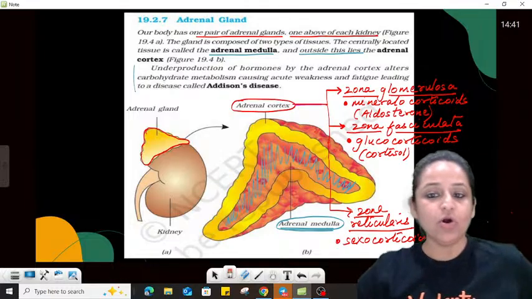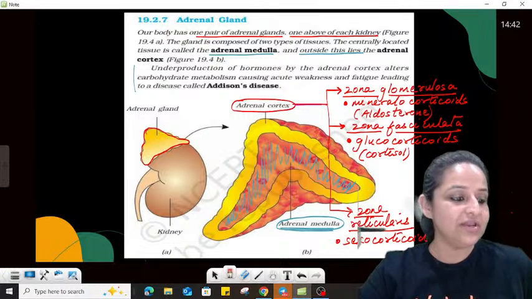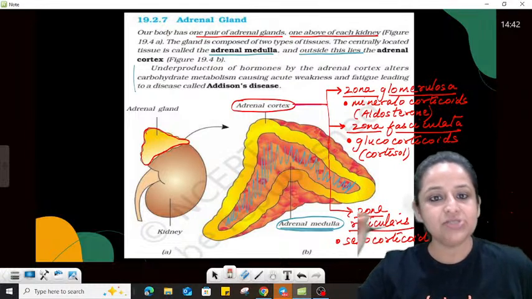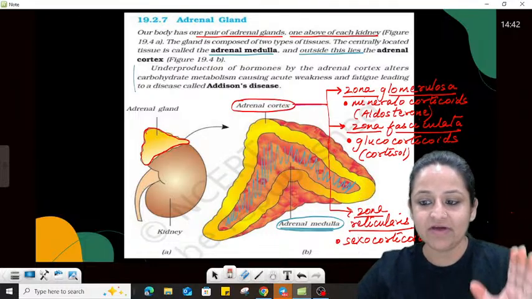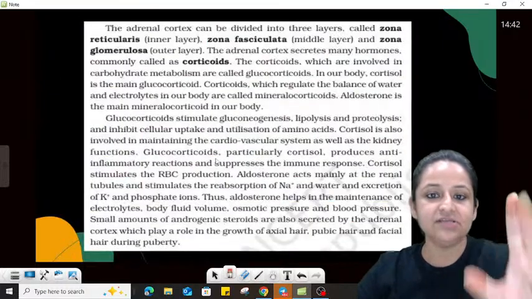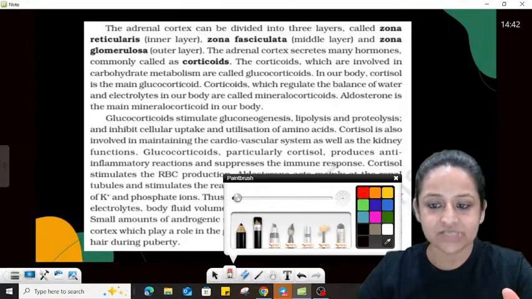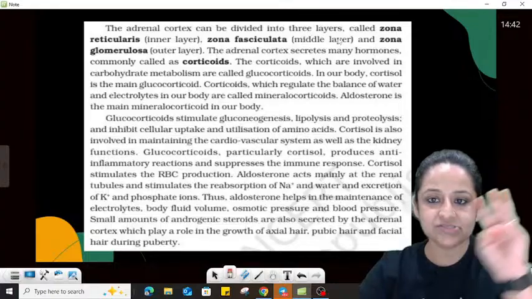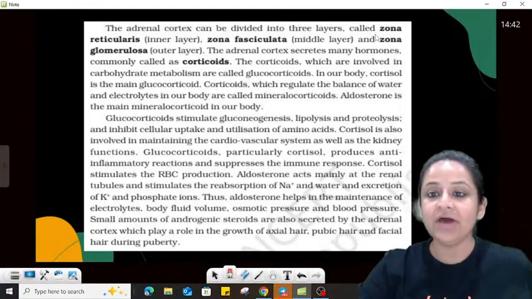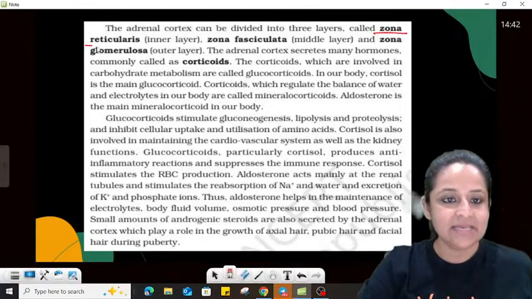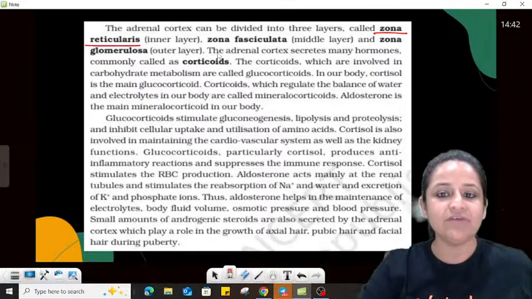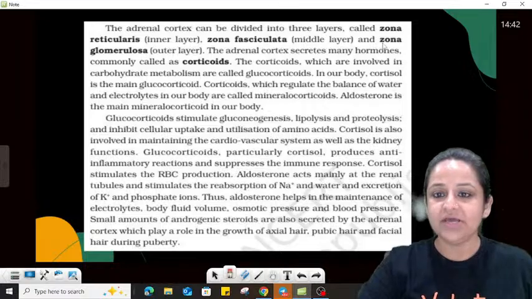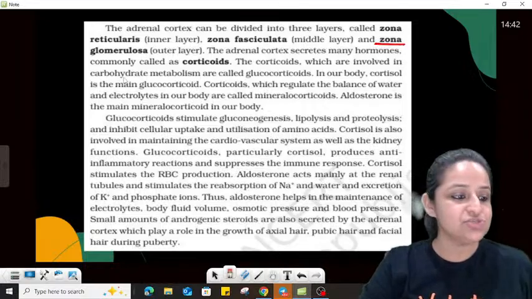Now we'll talk about the function of all these 3 layers in detail. I hope this part is clear to everyone. The adrenal cortex is clear. See, this is what they have given about the adrenal cortex. We'll go step by step. The adrenal cortex is divided into 3 layers. Zona reticularis is the inner layer, then zona fasciculata and zona glomerulosa. So zona glomerulosa is the outermost layer. We first discuss zona glomerulosa.